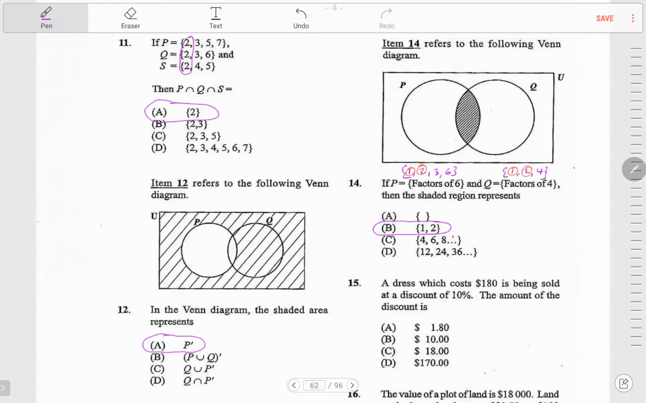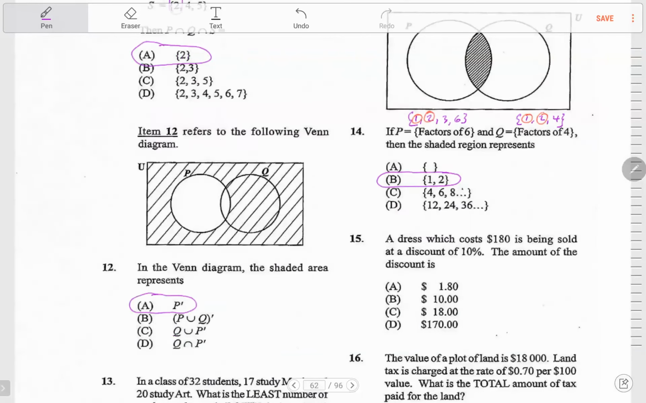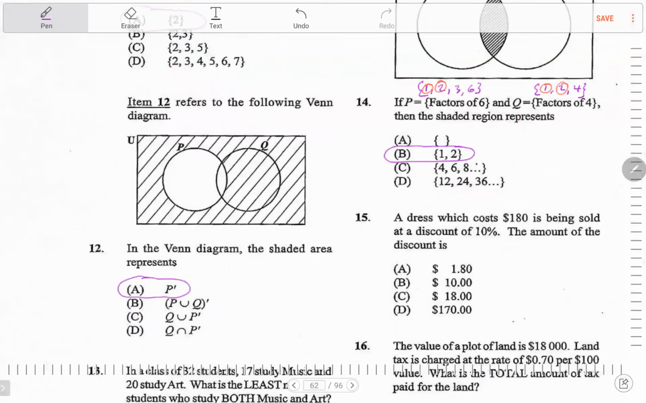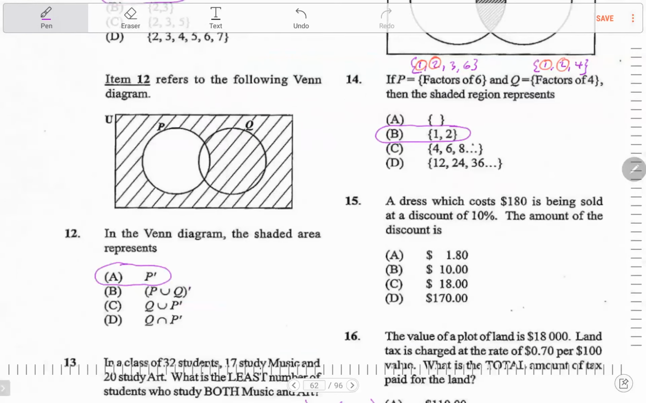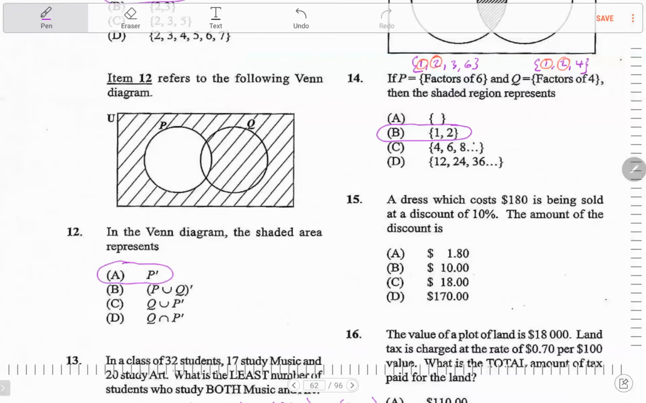All right. A cost of 180 is being sold at discount. The amount of discount is $18, 10%. We discussed it already as well.